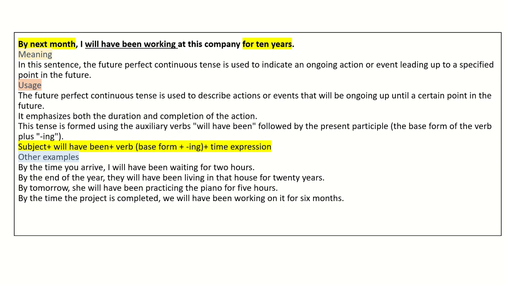Look here, by the time you arrive, I will have been waiting for 2 hours. By the end of the year, they will have been living in that house for 20 years. By tomorrow, she will have been practicing the piano for 5 hours. By the time the project is completed, we will have been working on it for 6 months. So this time expression comes in the same clause of the future perfect continuous.